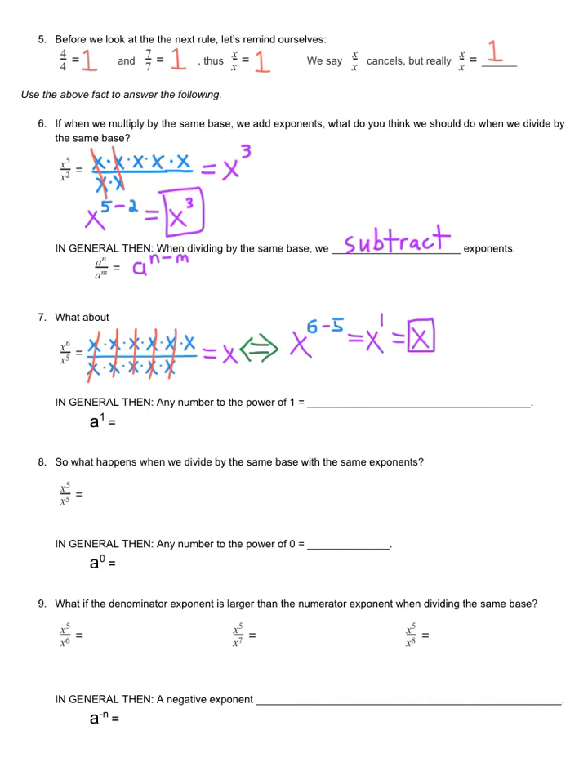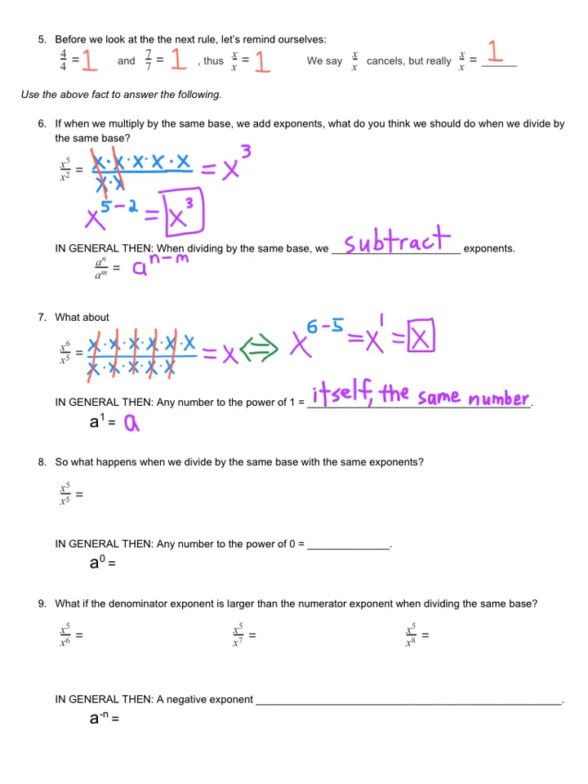Note, we do not write x to the 1st, we just write x. That 1 is implied. So, any number to the power of 1 is really just itself. Therefore, a to the power of 1 is just a.